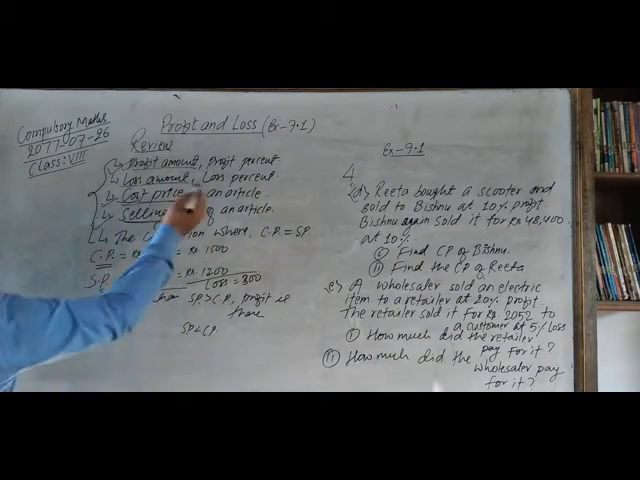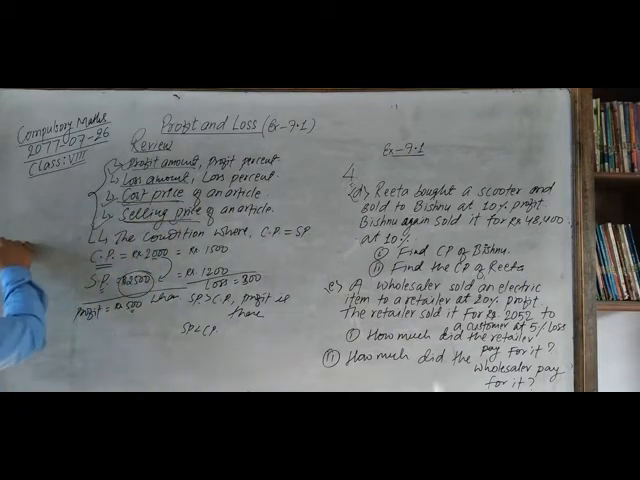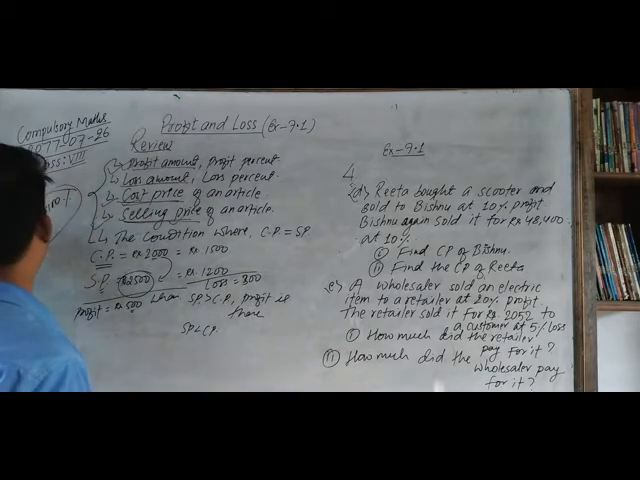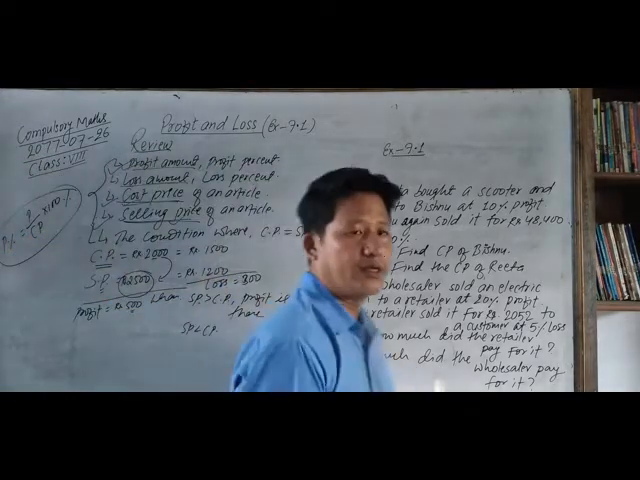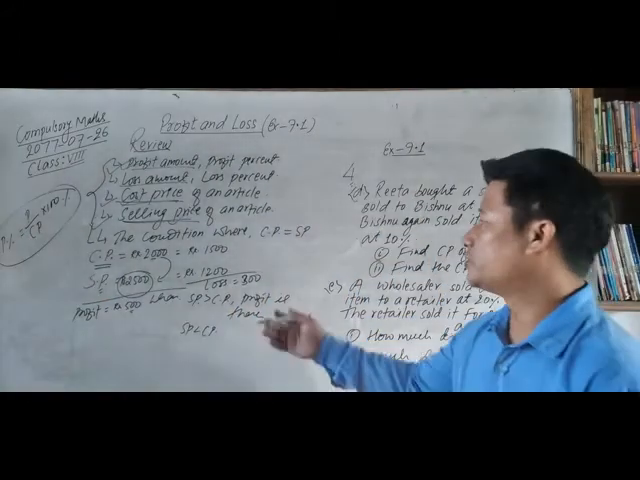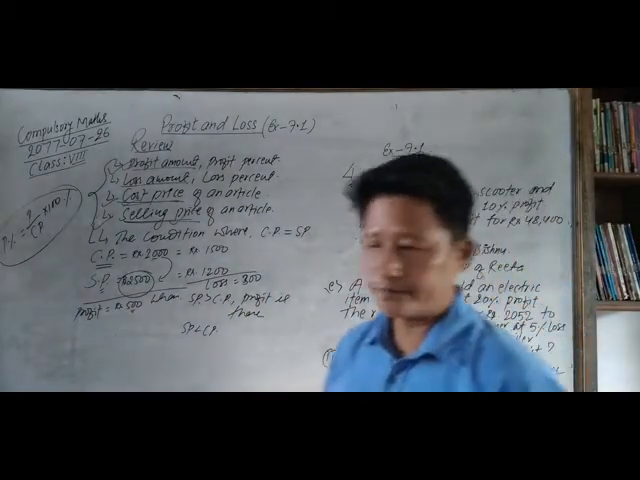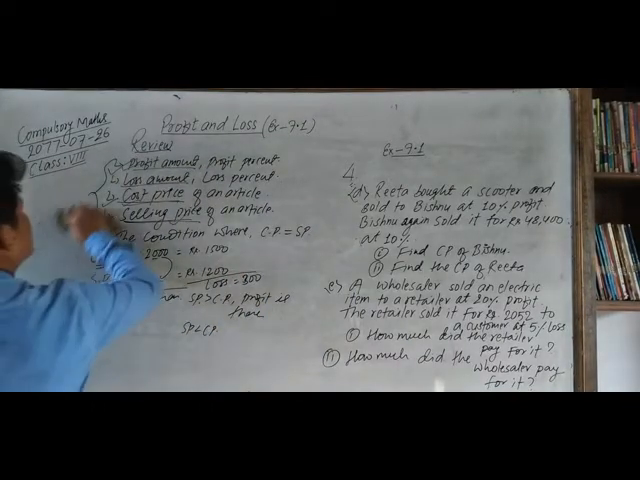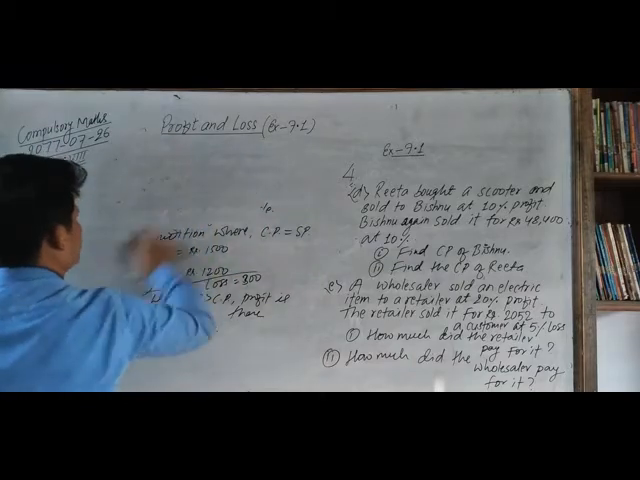Okay, and similarly, loss percent. How to find profit percent? Profit percent can be calculated as profit by cost price into 100%. So when we divide profit by CP and then multiply it by 100, we'll get the profit percent. So in this way, we can be clear about the concept of these terms.